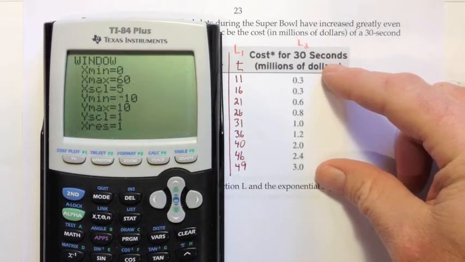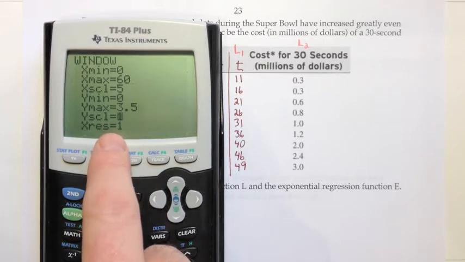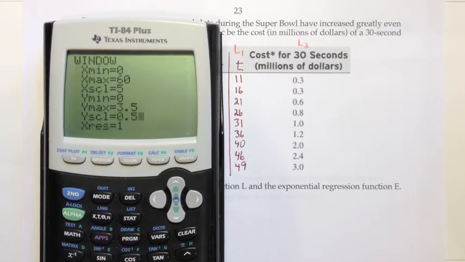For the outputs, the Y values, 0 would be a minimum, and the max is 3.0, so maybe go up to like 3.5. Sorry, I'll get that minimum back at 0 and the max at 3.5. And then for the scale, maybe every $500,000 we could make a tick mark. So now I think the scale will display the data.